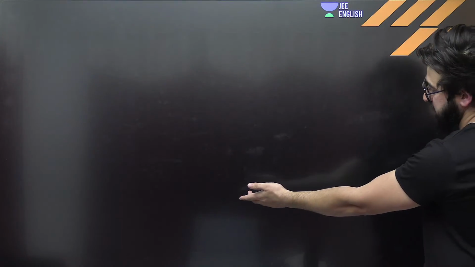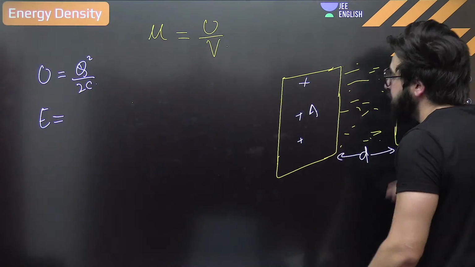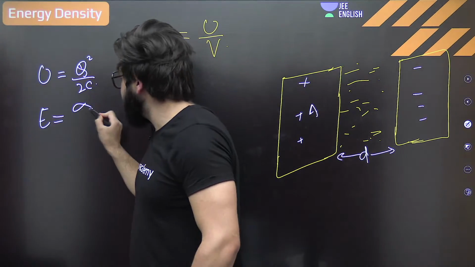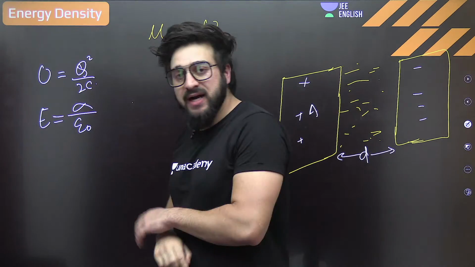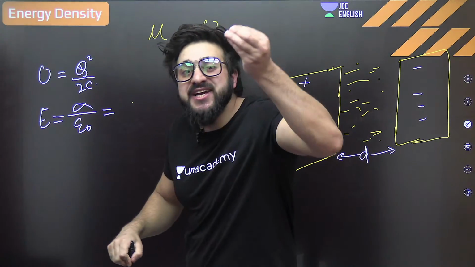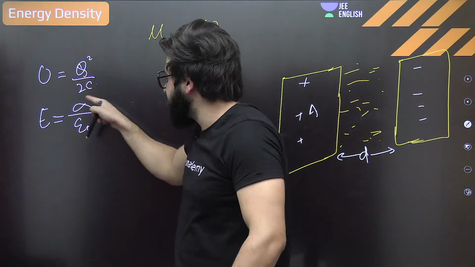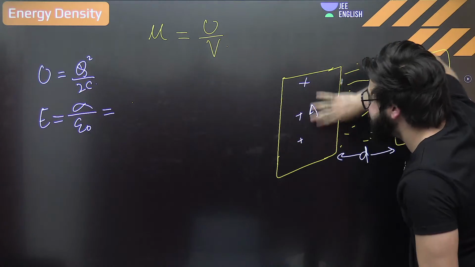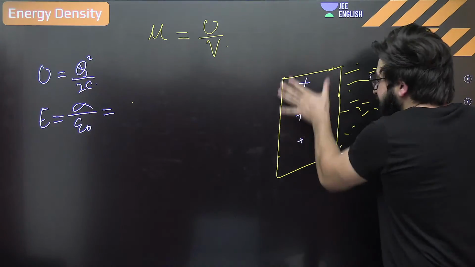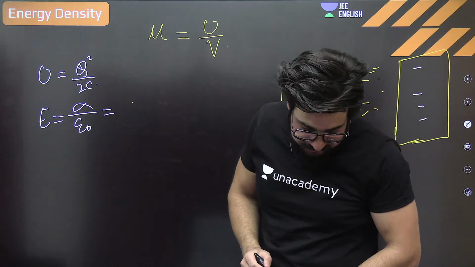Here I got this now: sigma by epsilon naught. So can I just write this is nothing but sigma by epsilon naught? Understand? And further, what is sigma? Charge per unit area. On its unit area, how much charge is present? Because this is a sheet. Everybody getting this one?